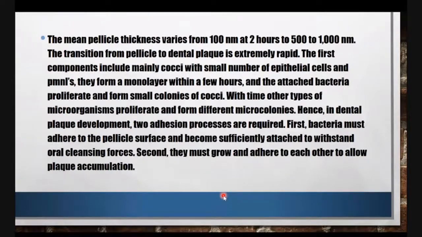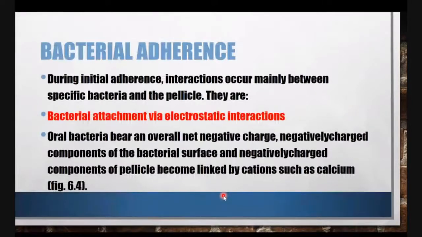With time, other types of microorganisms proliferate and form different microcolonies. Hence, in dental plaque development, 2 adhesion processes are required. First, bacteria must adhere to the pellicle surface and become sufficiently attached to withstand oral cleansing force. Second, they must grow and adhere to each other to allow plaque accumulation. Okay, now the bacterial adherence, how will this adherence happen?